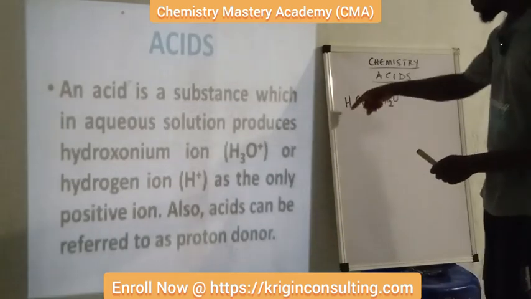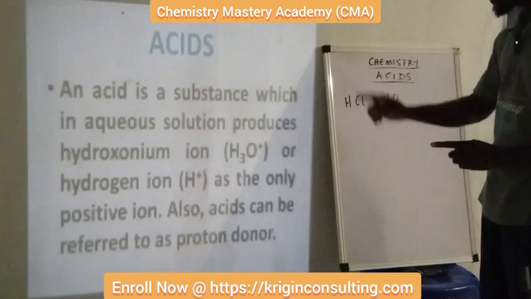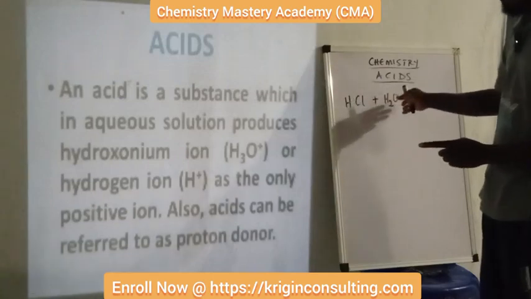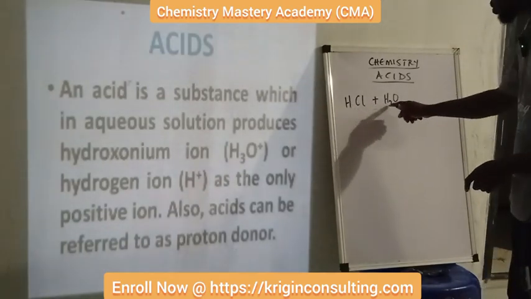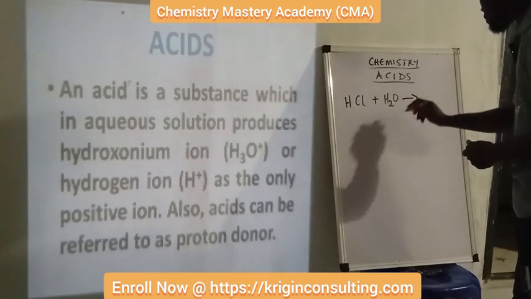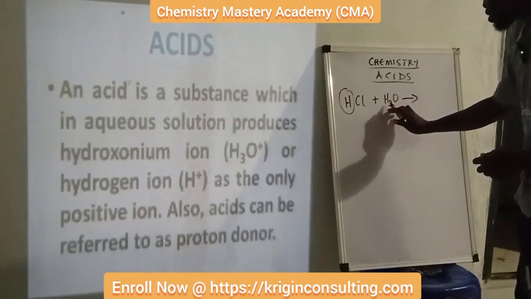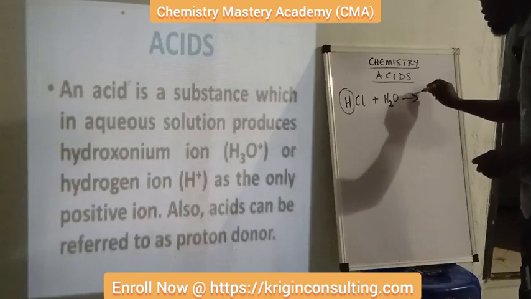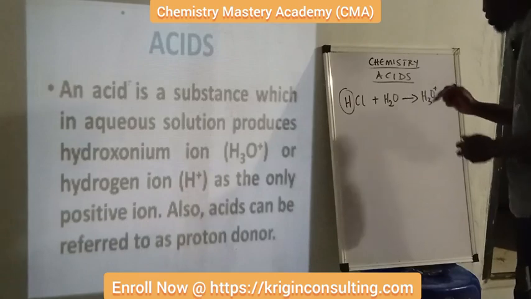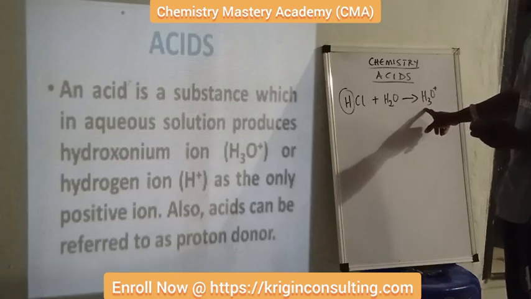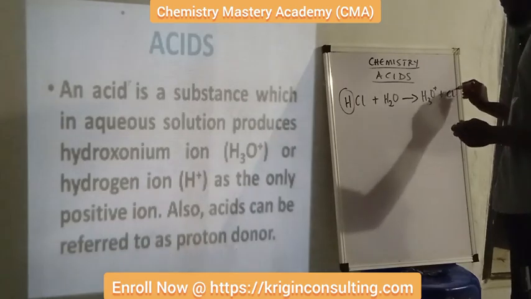Now, when we add water to acid, remember we said an acid is a substance which in aqueous solution, that is, in water, produces hydronium ion. So HCl plus H2O will give us: this hydrogen here adds itself to the H2O, and we now have three hydrogens, H3O+, which is called a hydronium ion. Then we have plus Cl-.